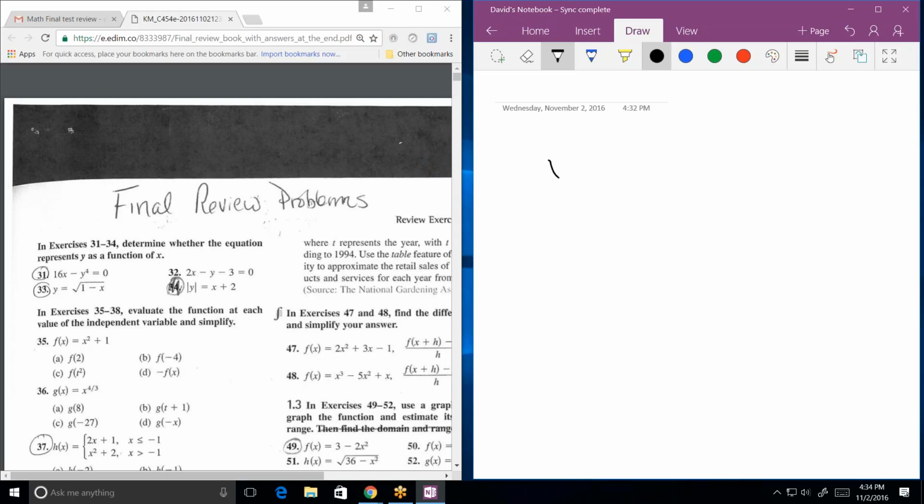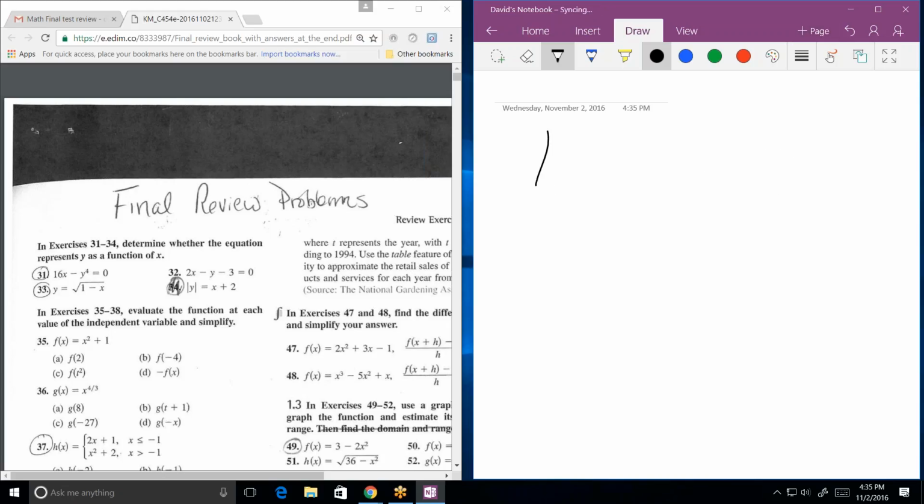Now on 32, I can solve it. I get y, if I move it to the other side of the equation, I get this. Well, that's a function of x. In other words, I could replace the y with f of x. Same thing with 33.